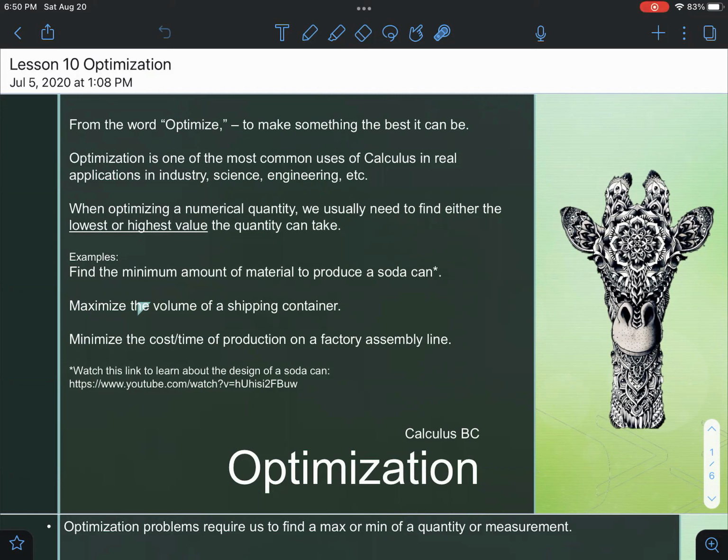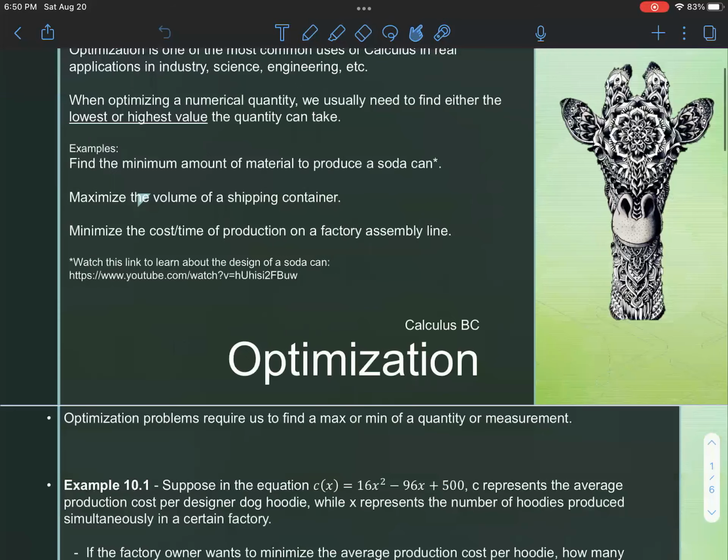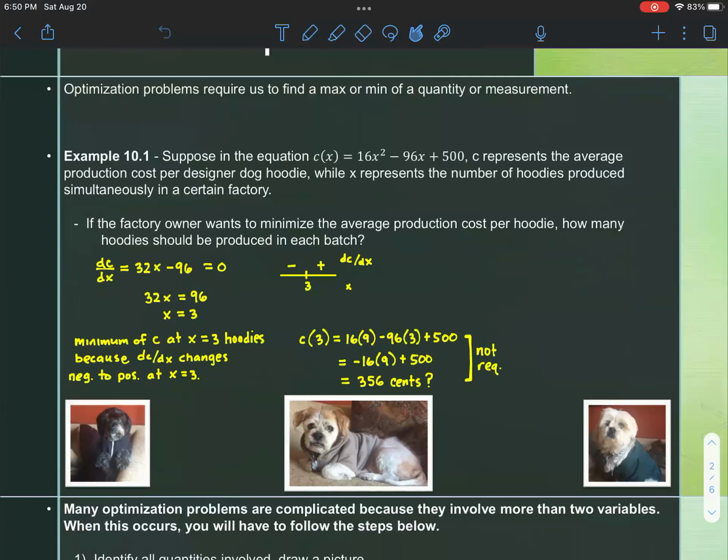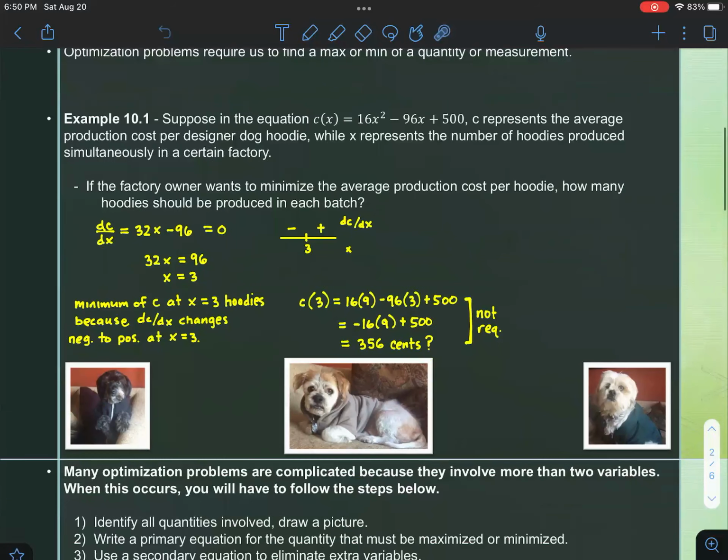We're trying to maximize the volume of a shipping container, or use the minimum amount of material to produce a soda can. There's actually a link about that that's pretty interesting. So yeah, optimization is pretty important. And usually, at least for us, what we're trying to optimize is essentially finding a max or min. Okay, we'll start with a simple example.